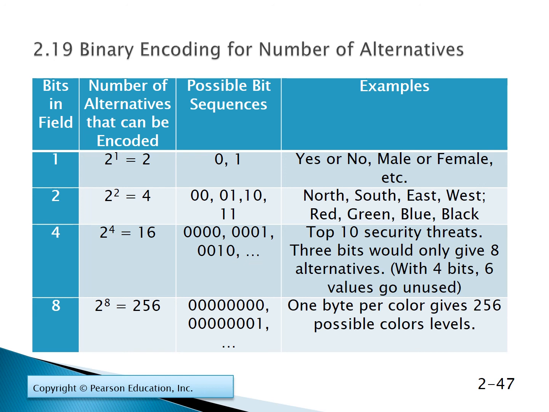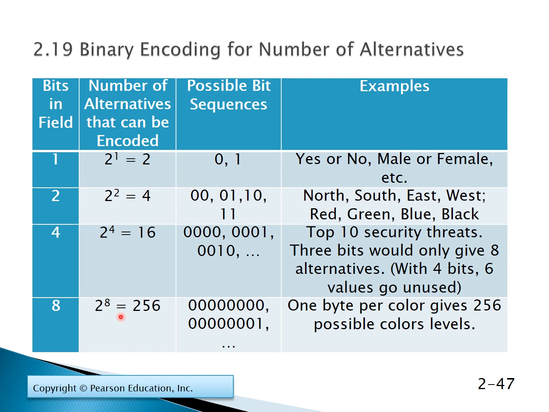So for example, if I want to use these numbers to represent the top 10 security threats, there are 10 different possible values. If I use 3 bits, it can only represent 8 alternatives, so that's not enough. I need at least 4 bits, which gives 2 to the power 4, which is 16. Then if I just use it to represent 10 different alternatives, that's also fine. It only means that 6 values will be unused.